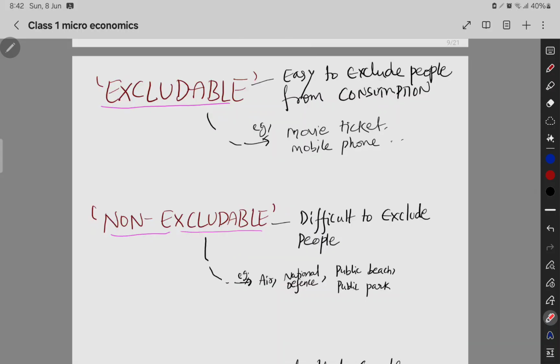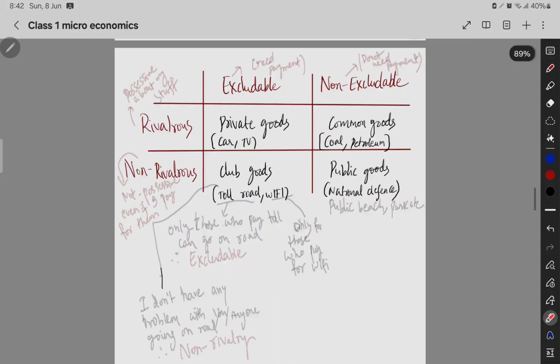Let us see some more terms. What is excludable and non-excludable? Excludable means you can easily exclude it from consumption. Non-excludable means it is difficult to exclude. It is difficult to explain like that.